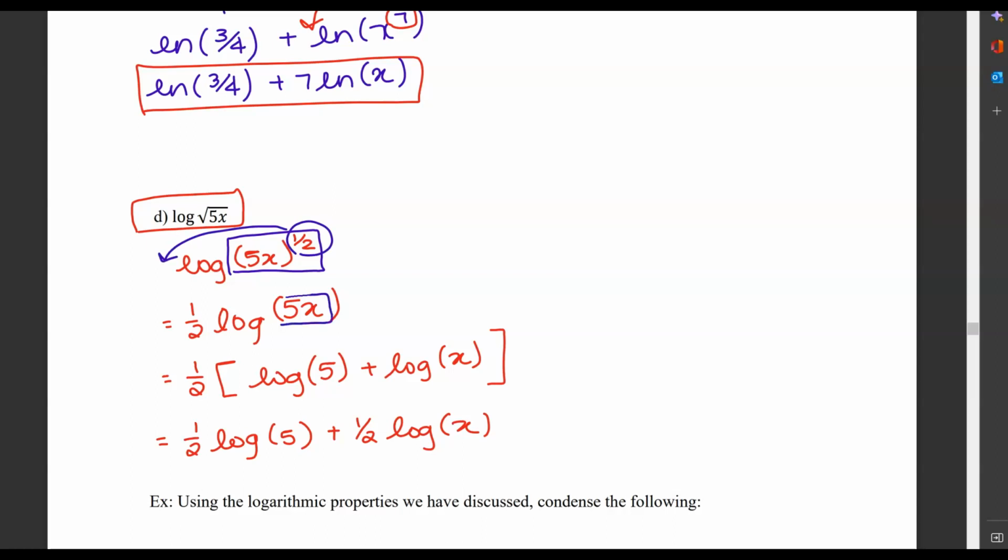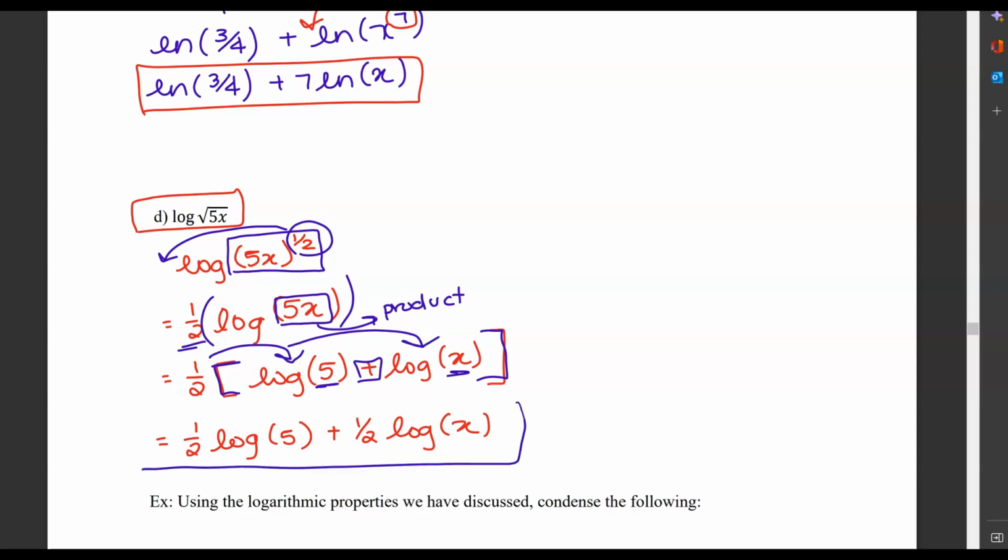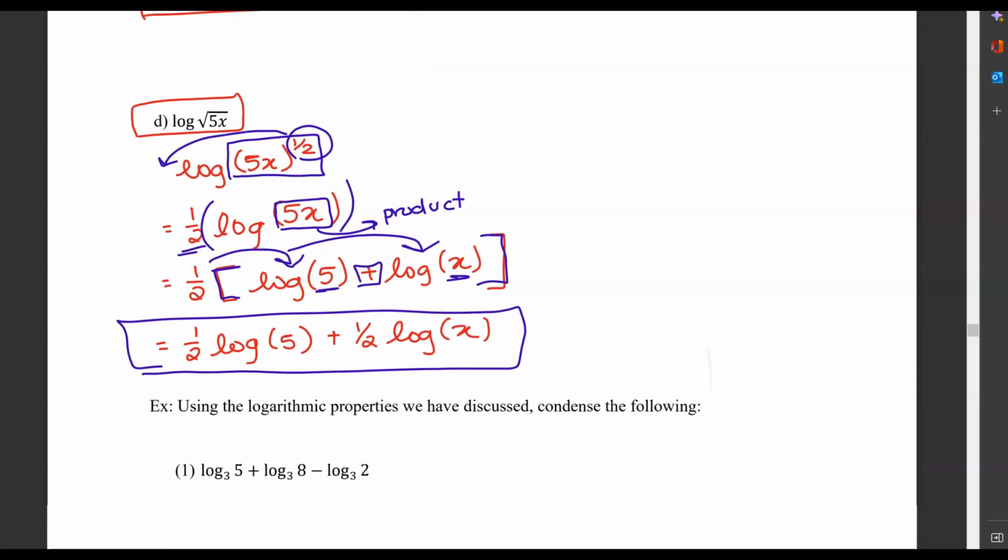And then now we can take care of what's inside and realize that this is our product rule. So we can break that up by addition of our inner terms. Here it is important that after we did the product following the power, we are encompassing that we're breaking this up, but that 1/2 is being multiplied to everything. That's why I use brackets here. And so now we're going to distribute that 1/2 to every term, and we get our final answer to be 1/2 log 5 plus 1/2 log x.